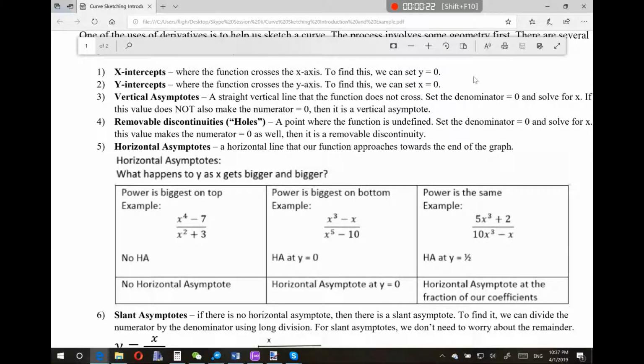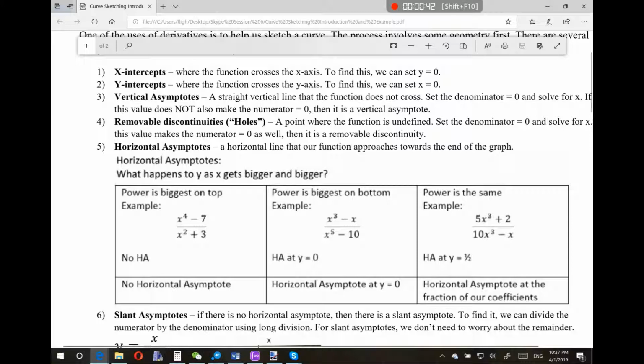Our x-intercepts are whenever we cross the x-axis, y-intercepts are when we cross the y-axis. Vertical asymptotes are straight lines that our function cannot cross. This is whenever the denominator is equal to 0 and the numerator is not also 0 at the same point, which means it's a problem with the bottom of our fraction that we can't get rid of.